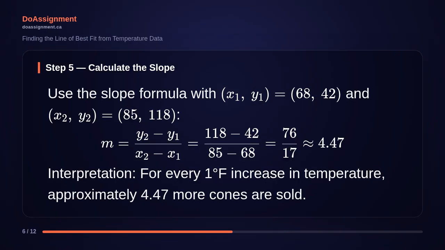Now we calculate the slope. Slope equals the change in y divided by the change in x. That's 118 minus 42 over 85 minus 68, which equals 76 divided by 17, approximately 4.47. This means for every 1 degree rise in temperature, about 4.5 more ice cream cones are sold.